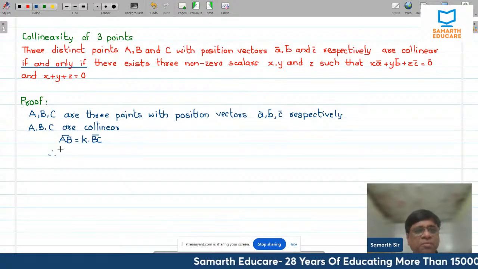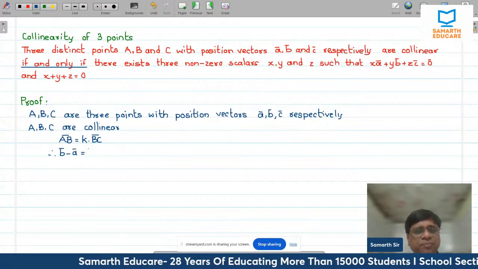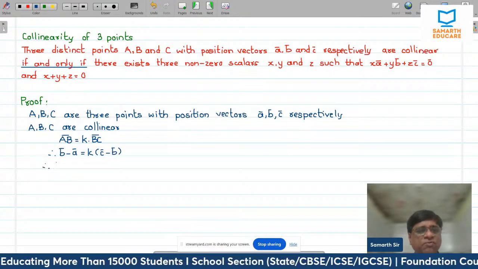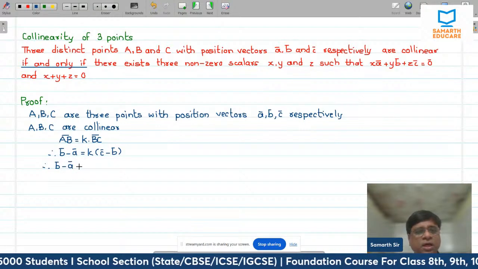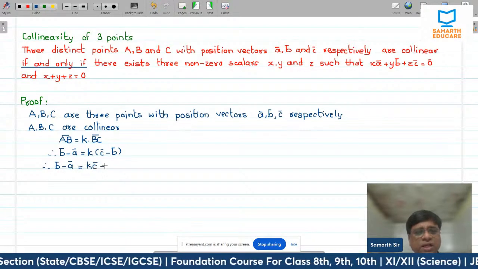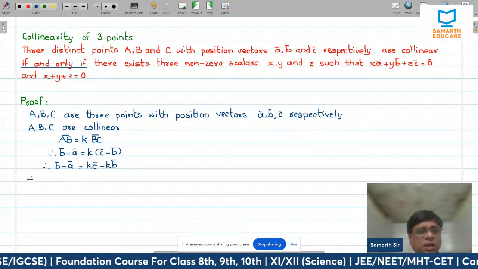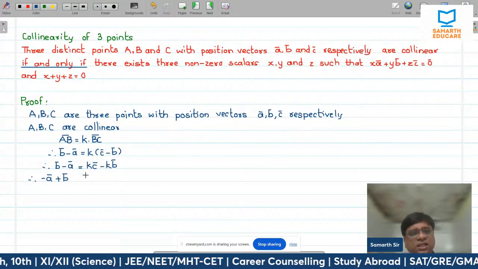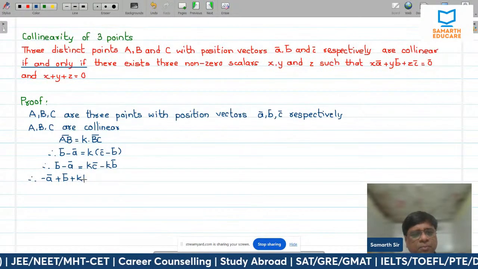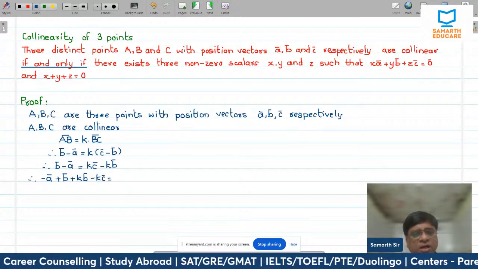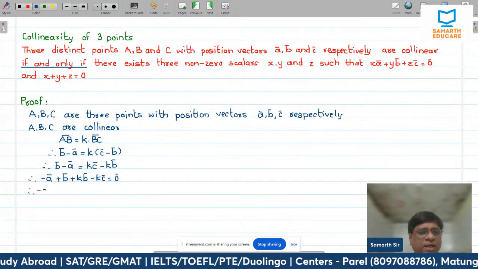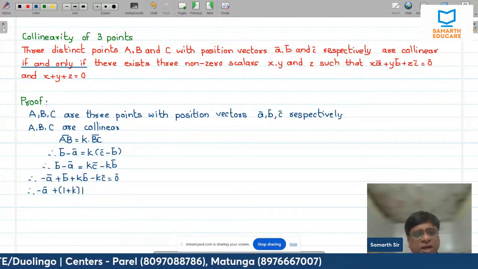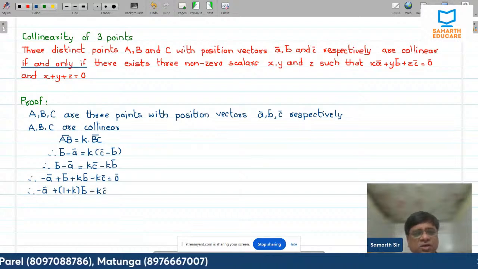Now AB bar can be written as B bar minus A bar. BC bar can be written as C bar minus B bar. Now, let me simplify this and see what happens. A bar is equal to KC bar minus KB bar. Let's bring everything to one side. That means minus A bar plus B bar, the left hand side as it is, then plus KB bar minus KC bar is equal to 0 bar. Now minus A bar plus, if I take B bar common, 1 plus K inside the bracket, B bar minus KC bar is equal to 0 bar.